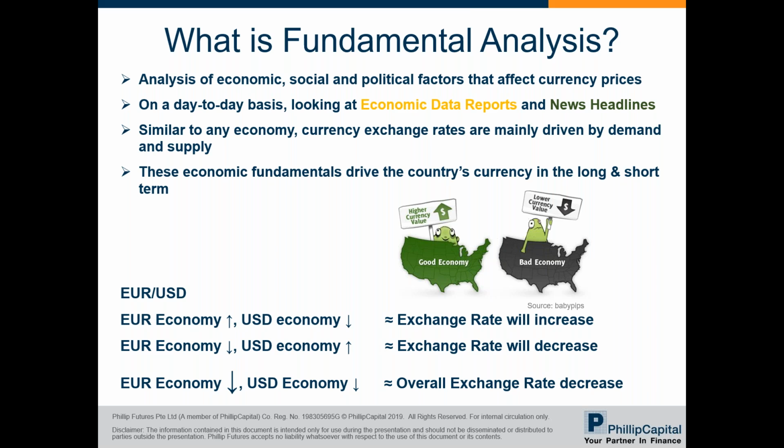In the case where both economies are depreciating, the economy that is depreciating at a faster or larger rate would have the greater effect. So if the euro is depreciating more than the US economy, then the overall exchange rate decreases. It would be a total reverse if the US dollar is in front. For pairs like the US dollar against the Japanese yen, the whole thing will be reversed.